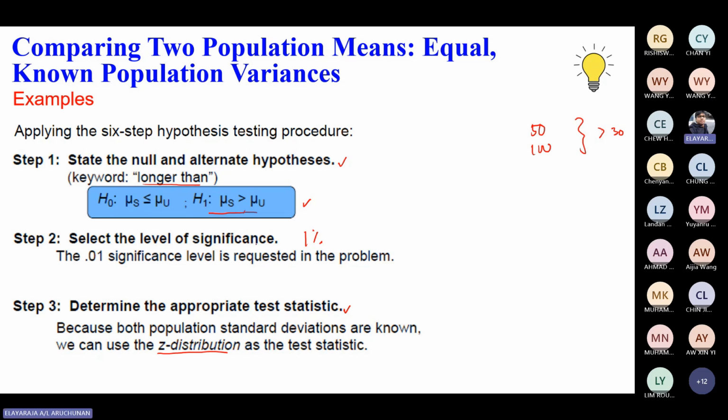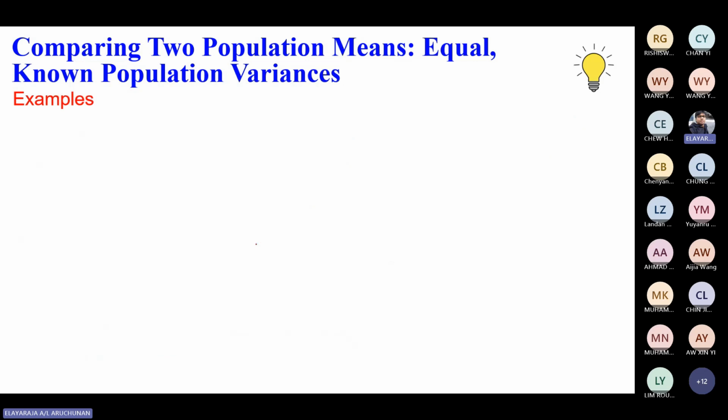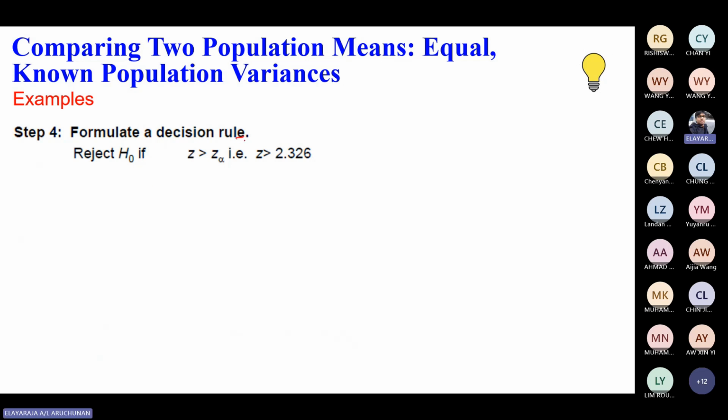Now moving on. Once we determine step 3, now we're moving to step 4. Step 4, we need to formulate the decision rules.